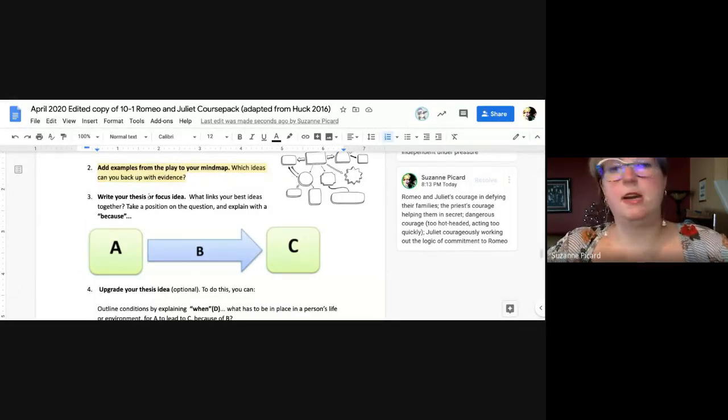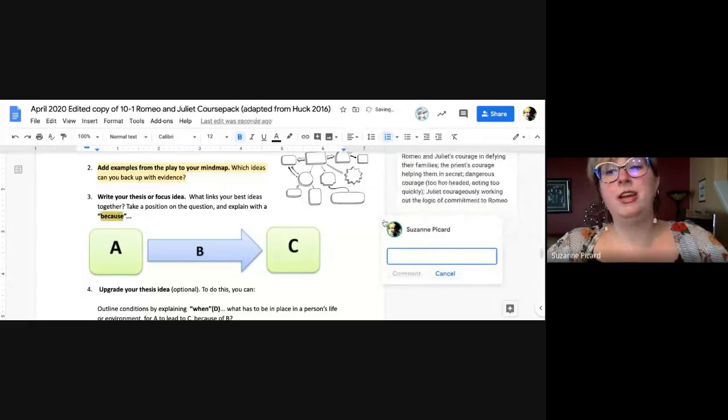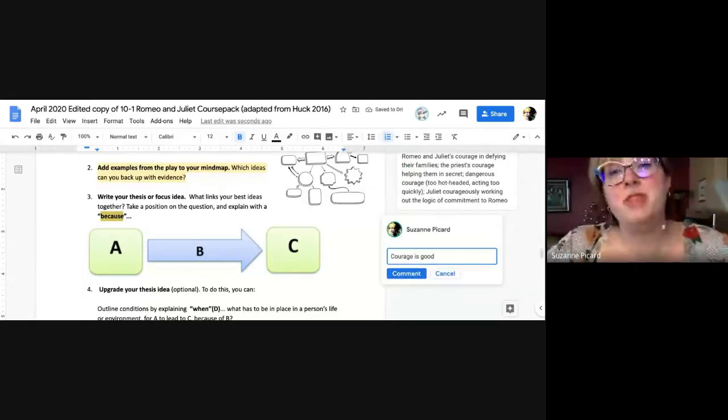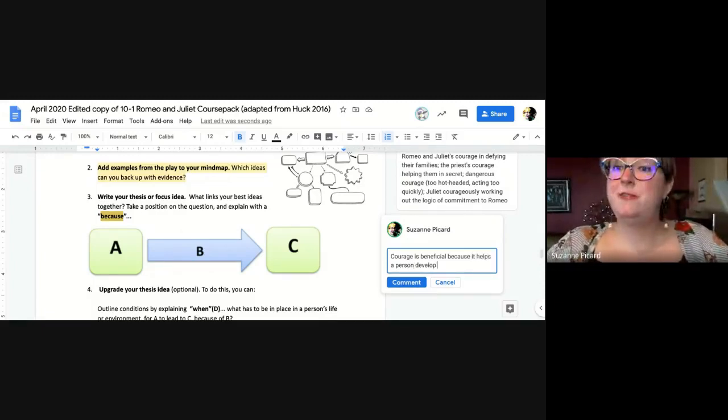So you're going to write your focus idea. Okay, well, so listen to the directions here. If you want to have a good, solid process kind of idea, then you're going to need a because. You might think that courage is good, but that's pretty boring and doesn't tell me why. So you might say courage is beneficial, even better word, right? Courage is beneficial because what does it do? Let's say that it helps a person develop independence and integrity.